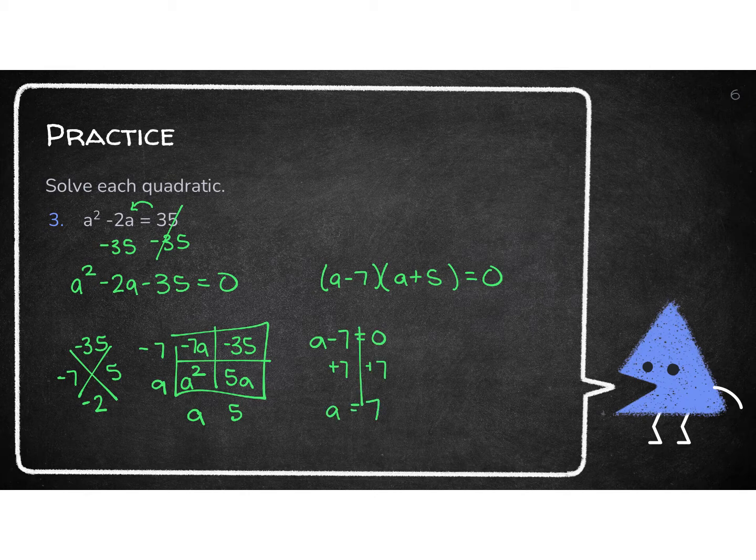So a is going to equal 7. And then a plus 5 equals 0. Subtract 5. So a would equal negative 5.